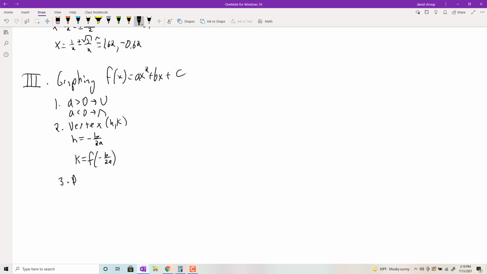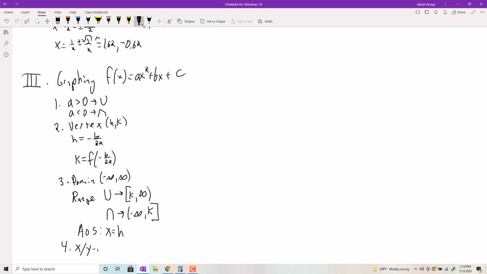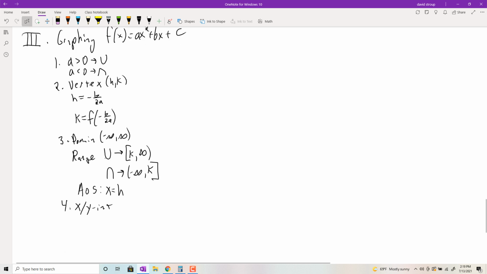Then thirdly, your domain is always the same, negative infinity to infinity. Your range, though, is going to depend on the type of graph again. So if it's a happy face, you'll have k to infinity. If it's a sad face, you'll have negative infinity to k. And then the axis of symmetry, of course, is always going to be x equals h. And then finally, get your x and y intercepts. And sometimes the x-intercept can be a nightmare because you may have to use a quadratic formula. Okay.